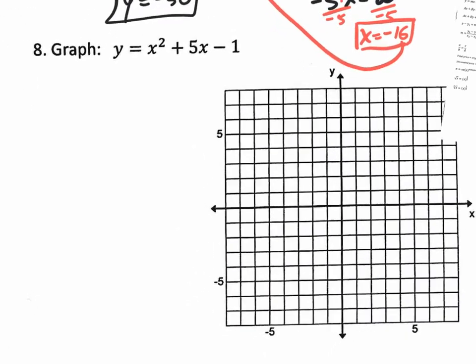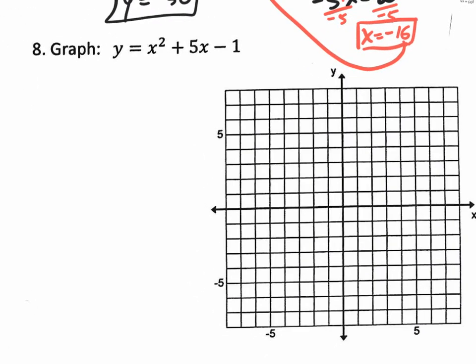Right now, let's start with question 8. Question 8 is a quadratic trinomial equation. They want us to graph it. How do we start graphing parabolas? Step 1 is to find the vertex.